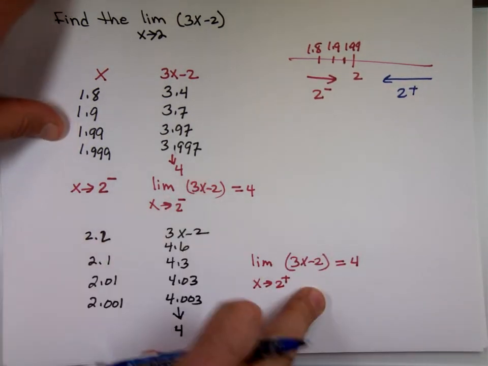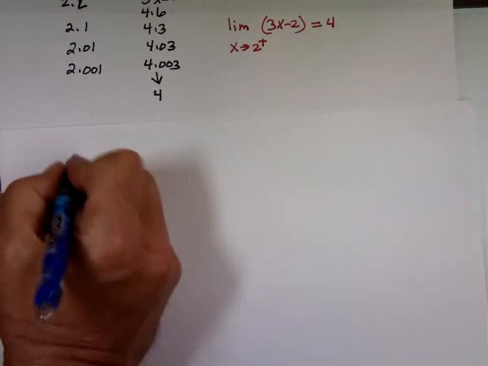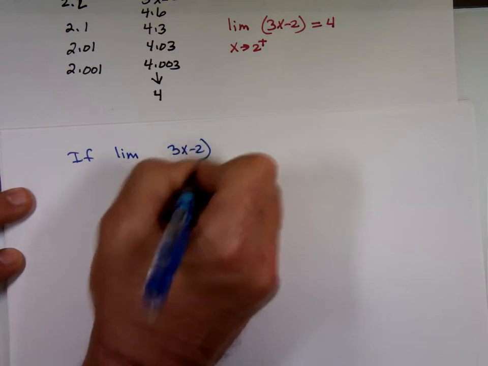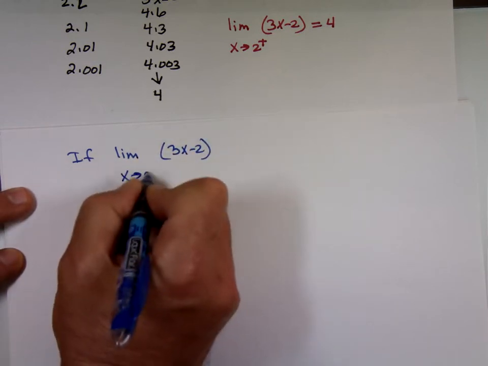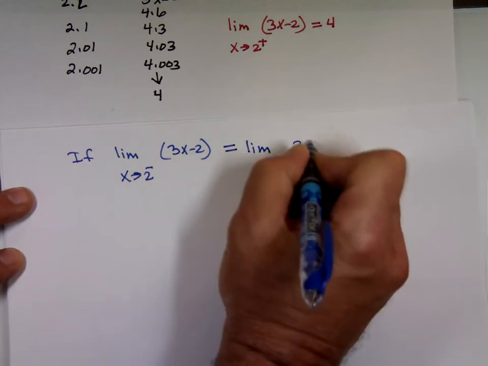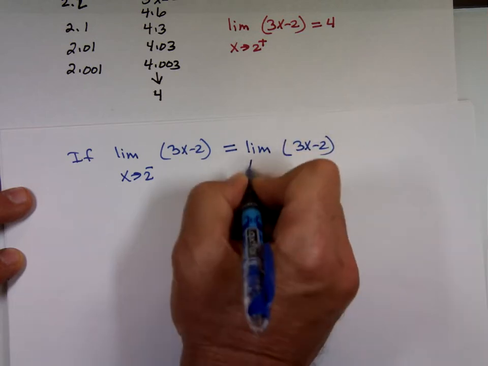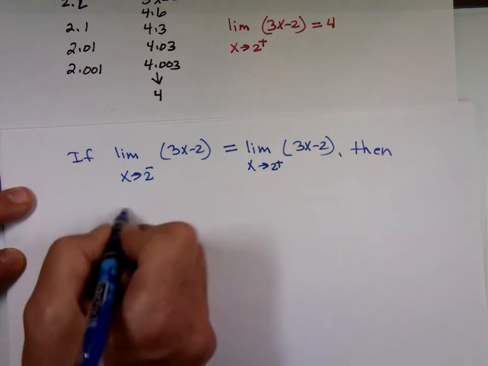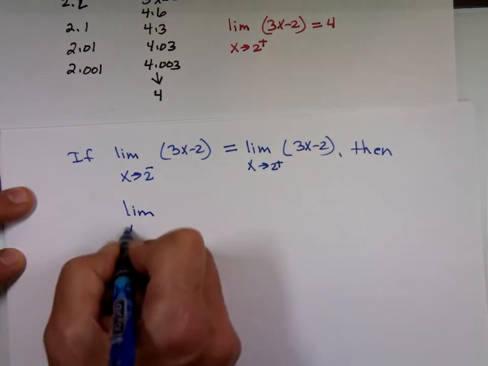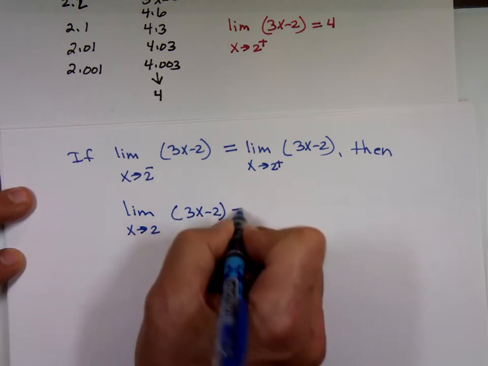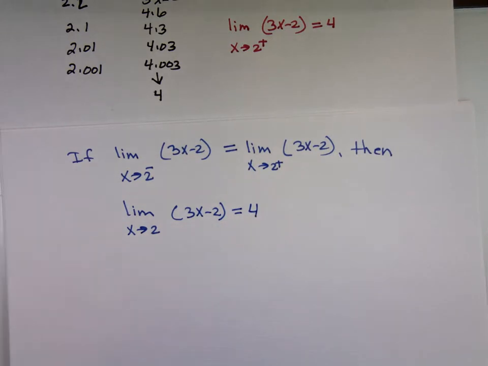Once the left and the right side equal the same number, if the limit of 3x minus 2 as x approaches the 2 from the left side happens to equal the limit of 3x minus 2 as x approaches the 2 from the plus side, then we say what? The limit as x approaches 2, we don't say left or right now, that's equal to 4. So as you approach the 2, the answer is 4.